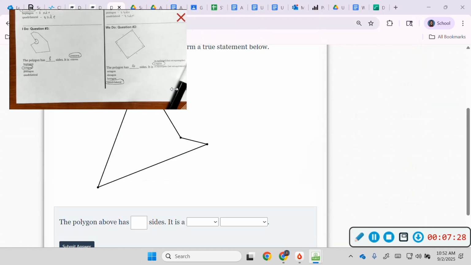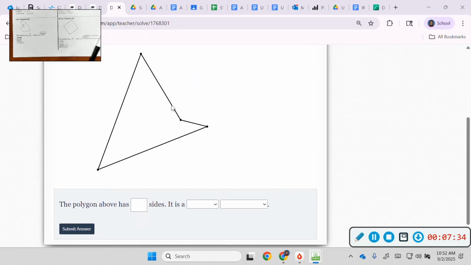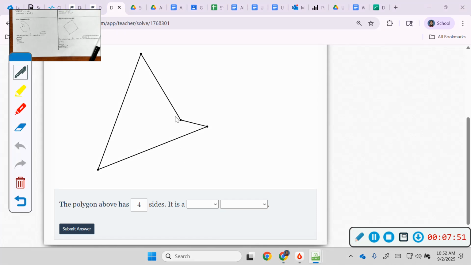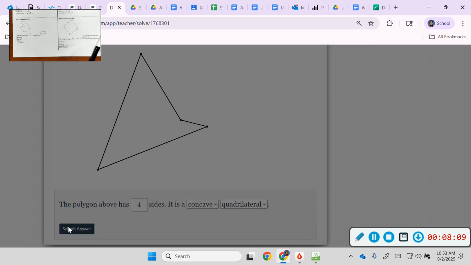So on Delta, let's go. Here it says use the drop-downs, fill in the blank. So here we have a 1, 2, 3, 4-sided figure. So a 4-sided figure. This angle is less than 180. It's not a straight line. Here it looks bigger than 180. Because of this angle right here, this is bigger than 180. So essentially this angle is going to make it concave. So it should be concave. And then it's a 4-sided figure, and a 4-sided figure is a quadrilateral. I think I'm correct.